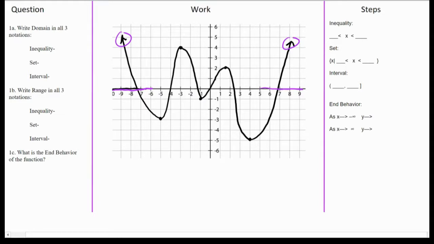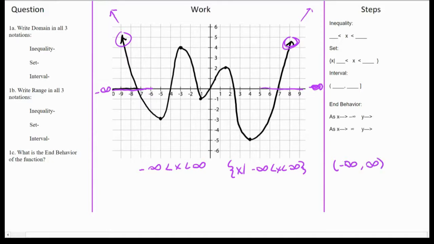Because we have these arrows, it means that our function goes on forever and ever, meaning it's going forever to negative infinity on the x-axis. This arrow here means it goes on forever to the right, meaning it's going to positive infinity on the x-axis. So our inequality notation for the domain is just going to be negative infinity to positive infinity. Set notation just adds these brackets and this variable here. And then interval notation is just negative infinity to positive infinity.